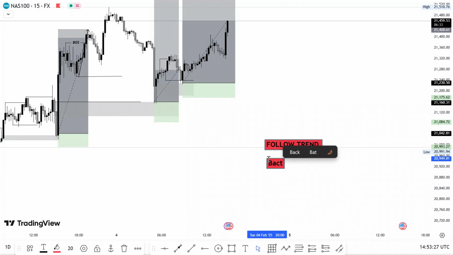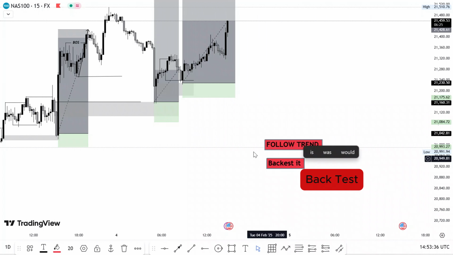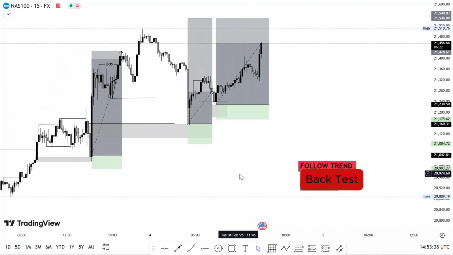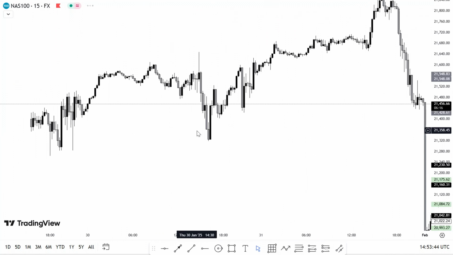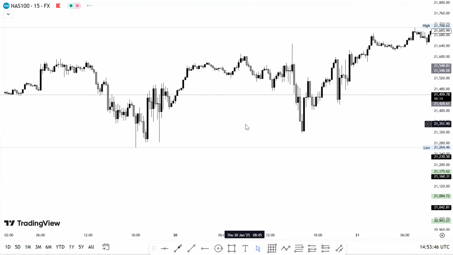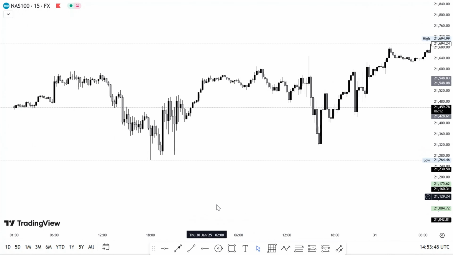Because even if I go to backtest, let's say, you backtest it. Backtesting is very, very important, because even if I go to other areas in this trade, you will also see exactly the same thing.